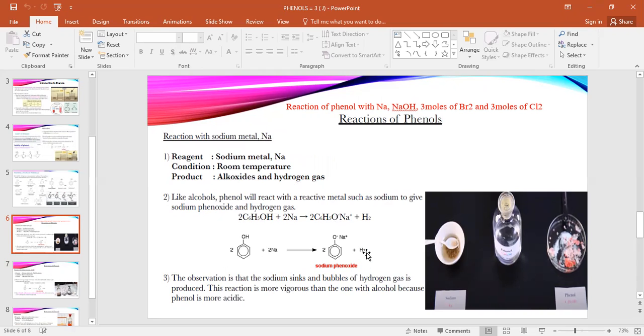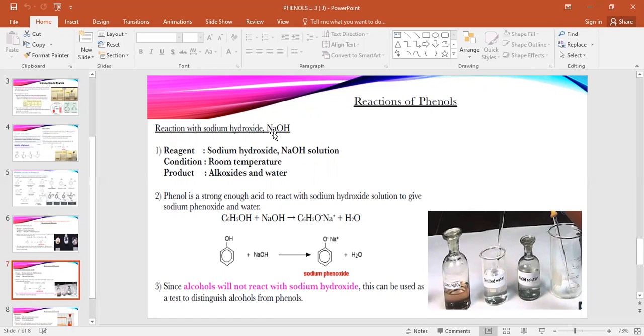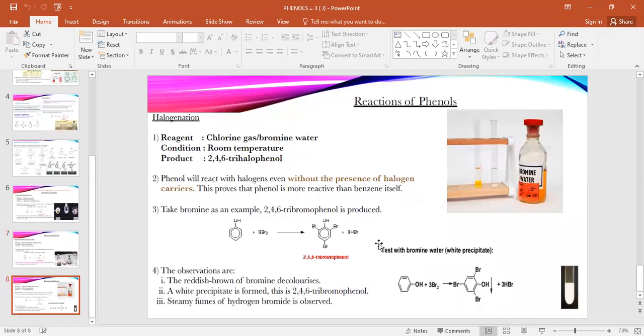But the difference between metal and hydroxide is that if phenol reacts with metal, there is removal of hydrogen gas, and if phenol reacts with hydroxide, there is removal of a water molecule. Removal of water molecule.